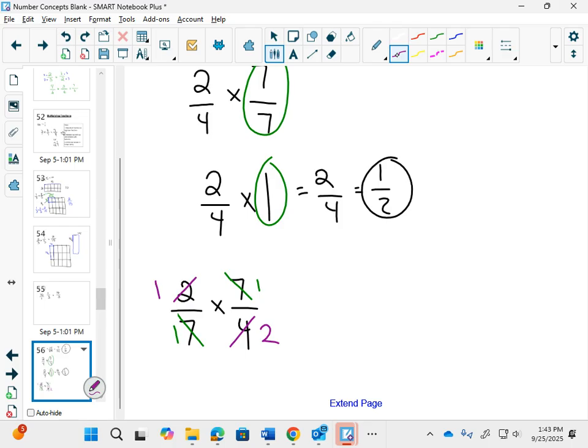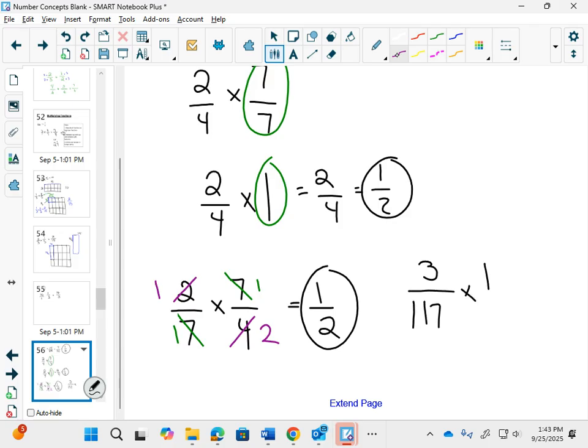Things get a little bit messy sometimes. I try to color code so you can see what's happening here. But now if I multiply the tops after I've simplified, what's 1 times 1? 1. What is 1 times 2? 2. Look at that. How nice is that as an answer? I can even give you ones that look really scary. What do you think 3 over 117 times 117 over 5 is equal to?